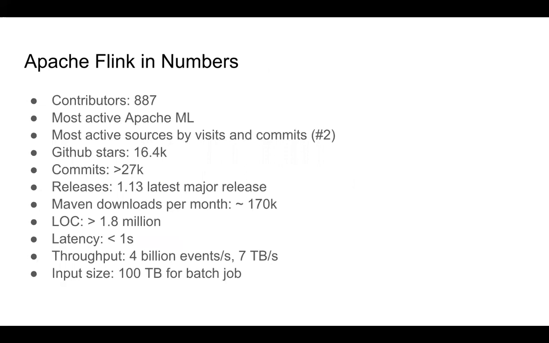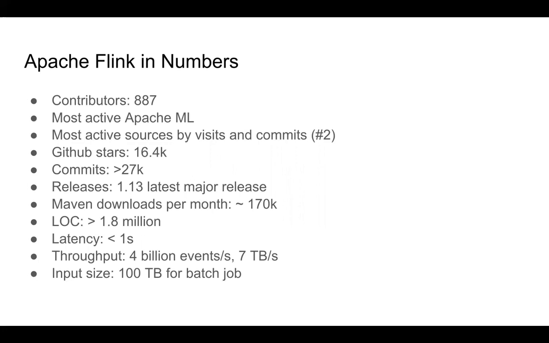In order to get an impression of Apache Flink, I've written down some numbers. Currently we have roughly 900 contributors, which is a number constantly growing. Apache Flink has one of the most active mailing lists in the Apache Software Foundation, and also one of the most active repositories by source visits and commits. We have 16,000 GitHub stars, and the project consists of roughly 27,000 commits. The latest release is 1.13, and we have 170,000 downloads per month on Maven.